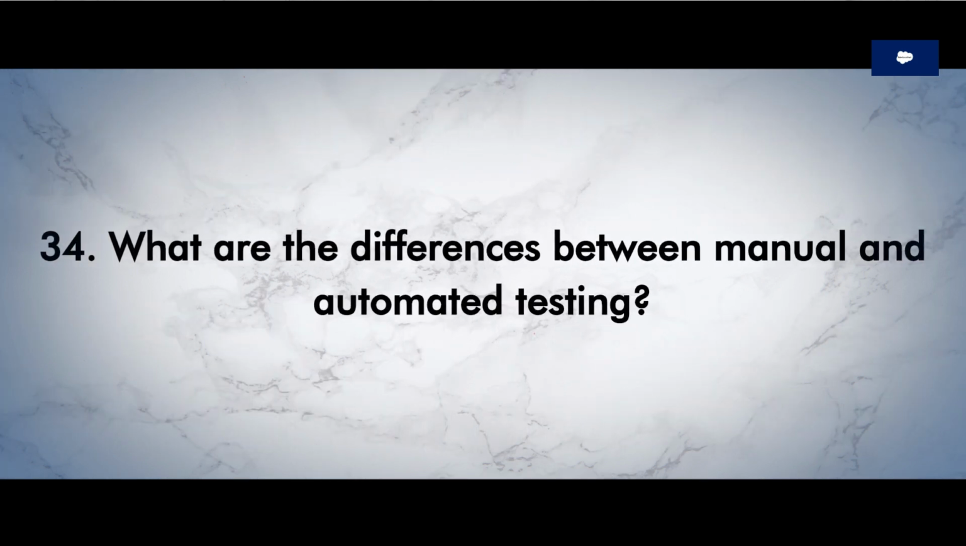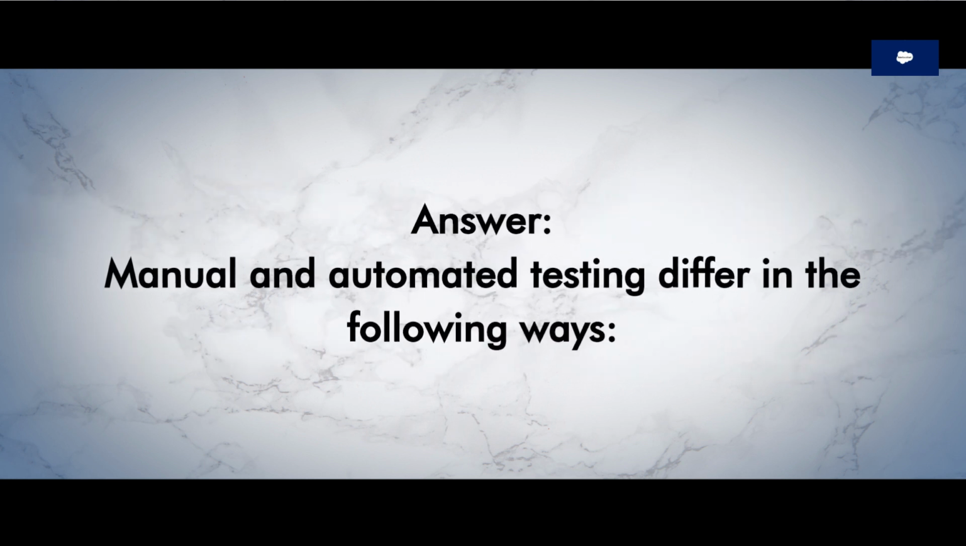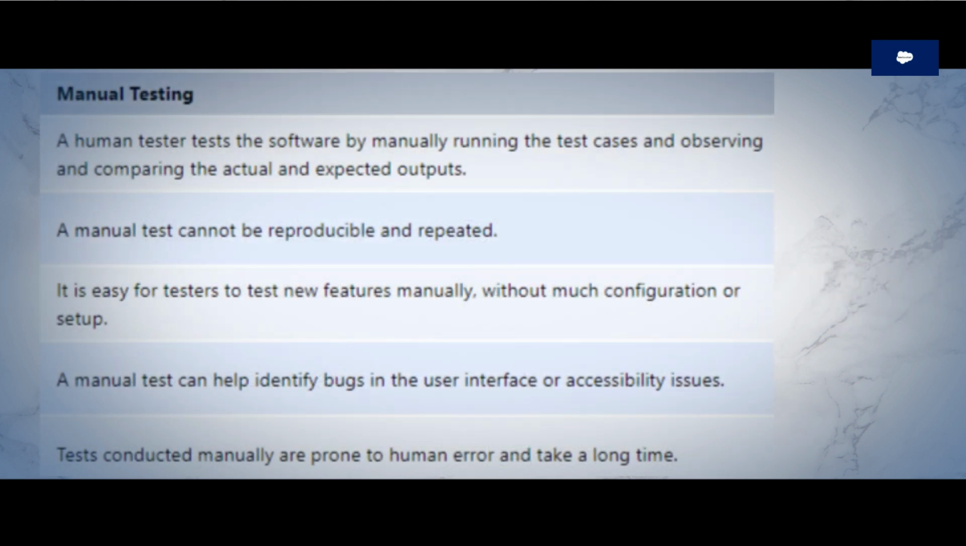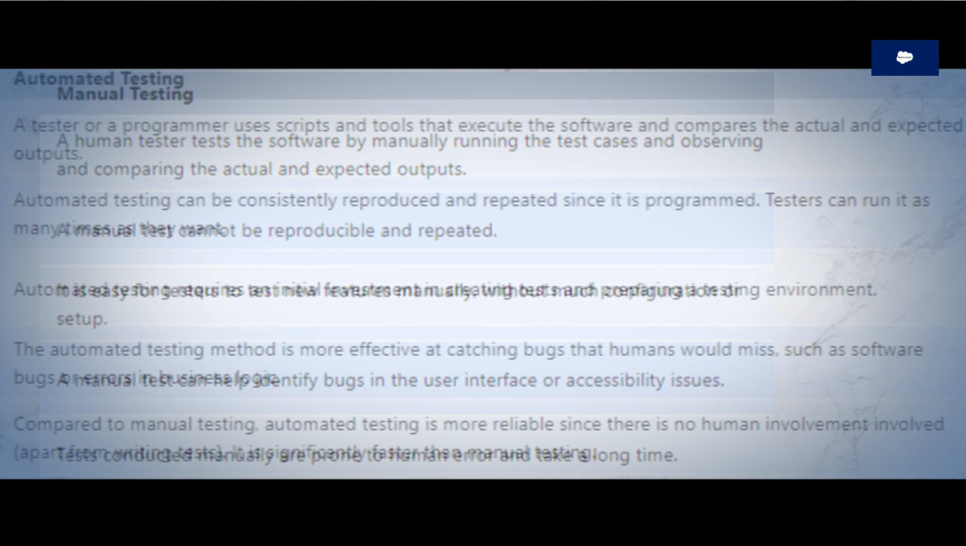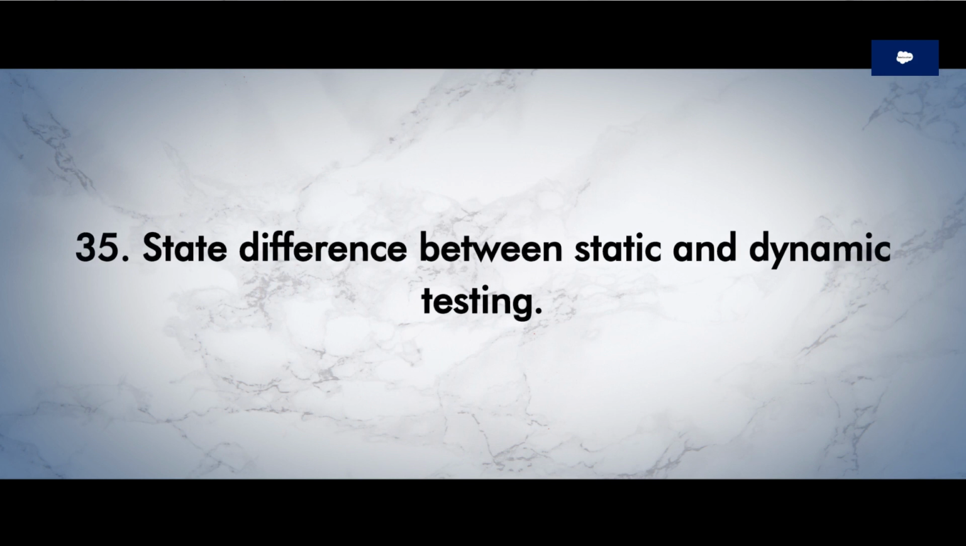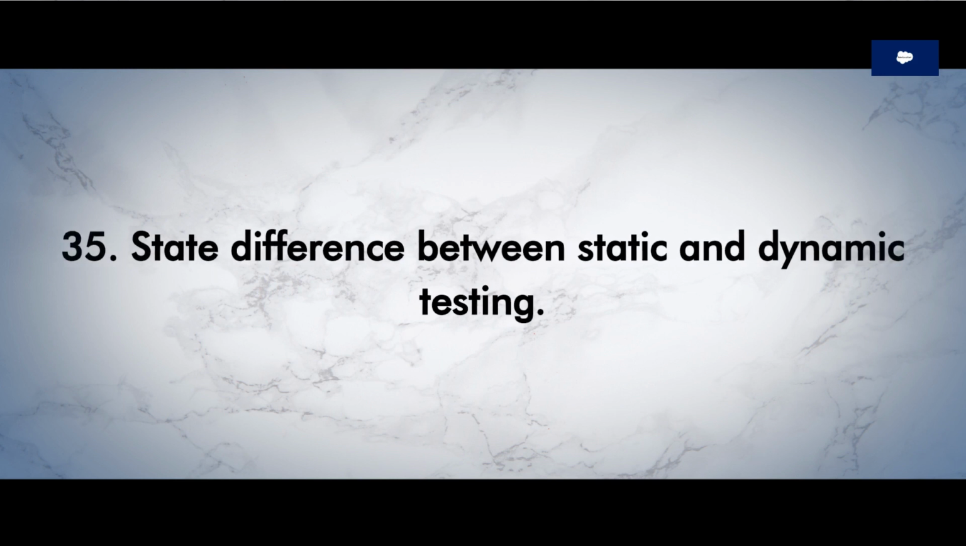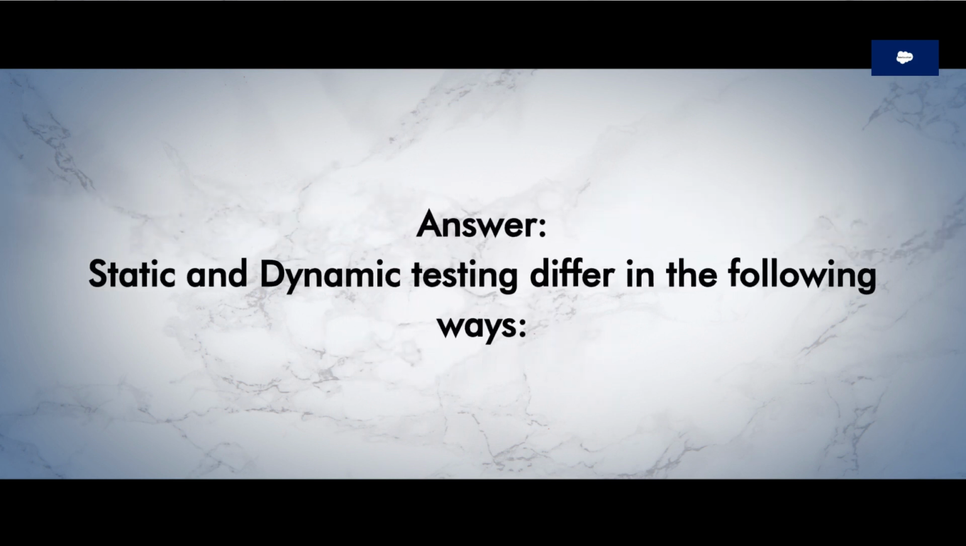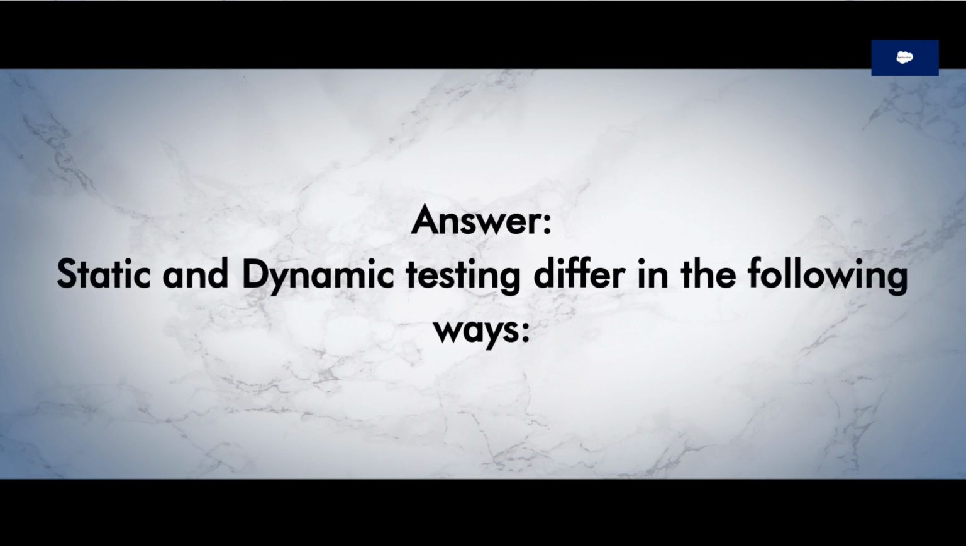34. What are the differences between manual and automated testing? Answer. Manual and automated testing differ in the following ways. State the difference between static and dynamic testing. Answer. Static and dynamic testing differ in the following ways.